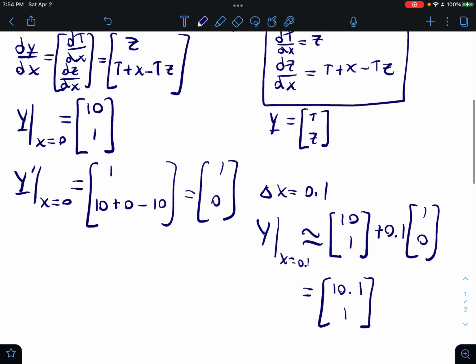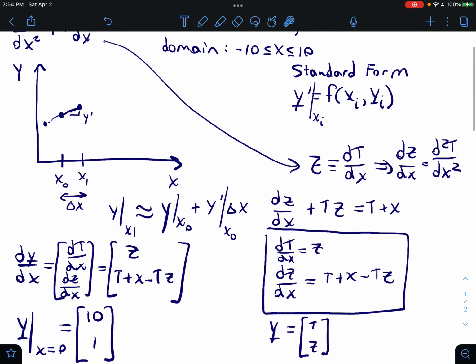So what we're going to do in the next video is write a MATLAB program that keeps doing this over and over again, right? We'll choose a step size, and we will use Euler's method to calculate subsequent values of y. We have to go forward from 0 to get to 10, and we have to go backward from 0 to get to -10.